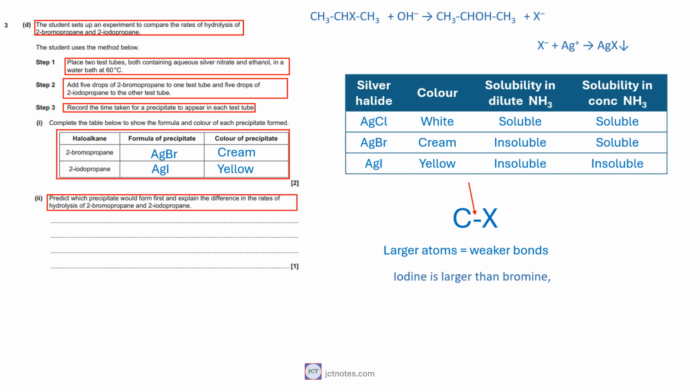Iodine is larger than bromine, so the carbon-iodine bond is weaker than the carbon-bromine bond. Because of this, the carbon-iodine bond breaks more easily, meaning that 2-iodopropane undergoes hydrolysis faster than 2-bromopropane. As a result, the yellow precipitate of silver iodide will form first.